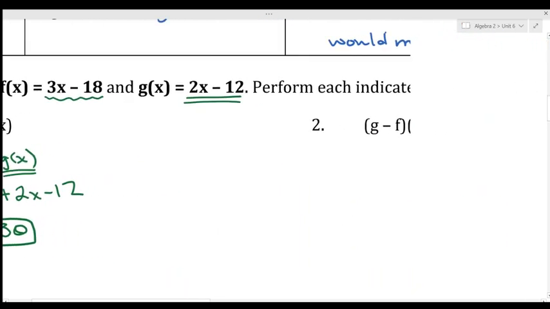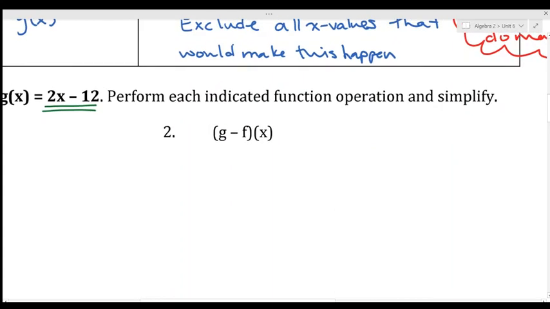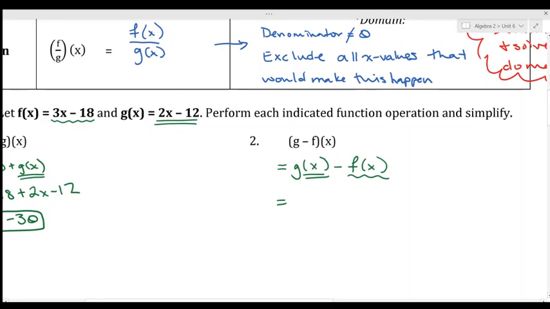Okay, here we go. Moving on, we have g minus f of x. So when we rewrite this, it becomes g of x minus f of x. Okay, now using those same functions that we're given at the top here, f of x is equal to 3x minus 18, g of x is equal to 2x minus 12. So I'm going to rewrite, since g of x is first, 2x minus 12.